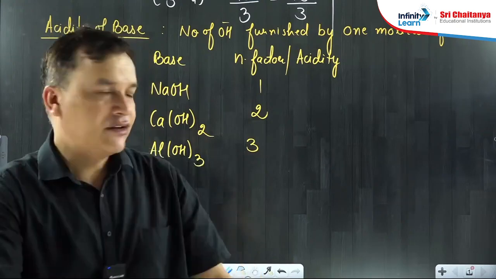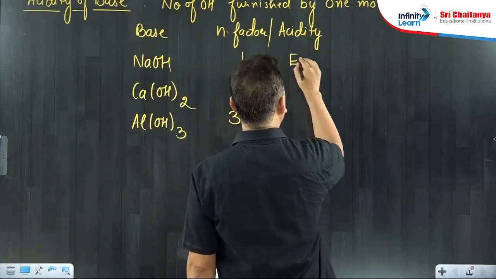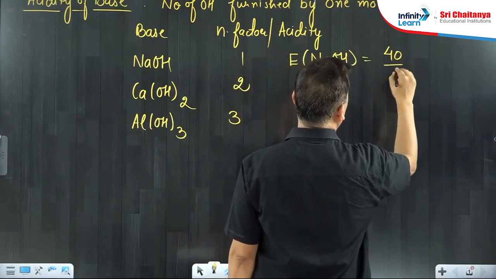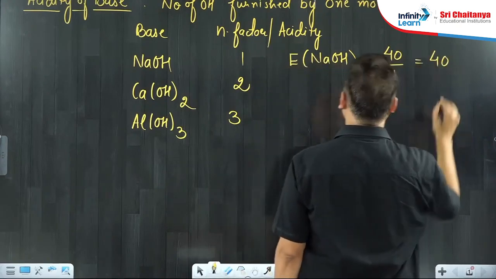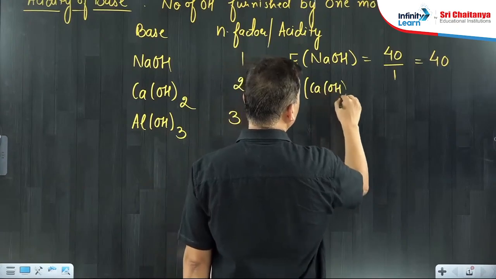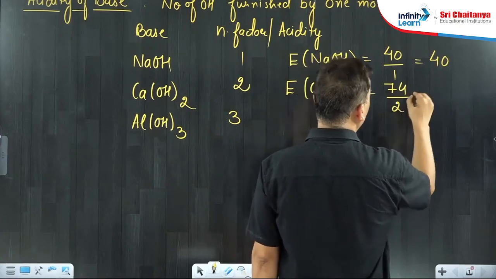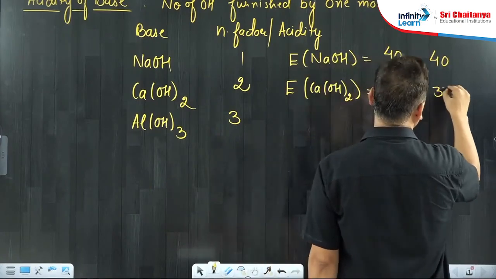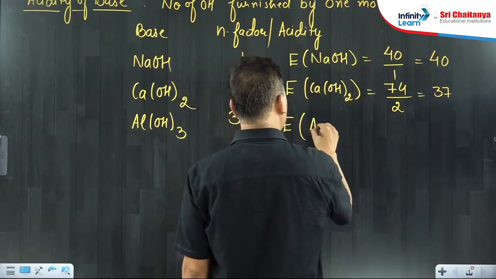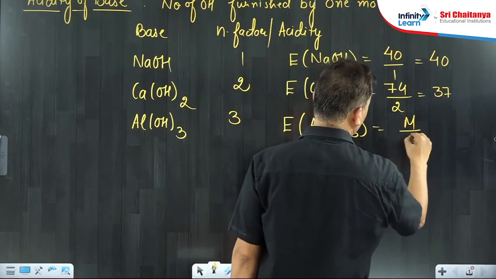Am I clear? Let me take some examples and write here. The equivalent weight of NaOH is equal to 40 upon 1, that is 40. The equivalent weight of calcium hydroxide, Ca(OH)2, is equal to 74 upon 2, that is 37. In the same way, the equivalent weight of aluminium hydroxide, Al(OH)3, is its molar mass upon 3.